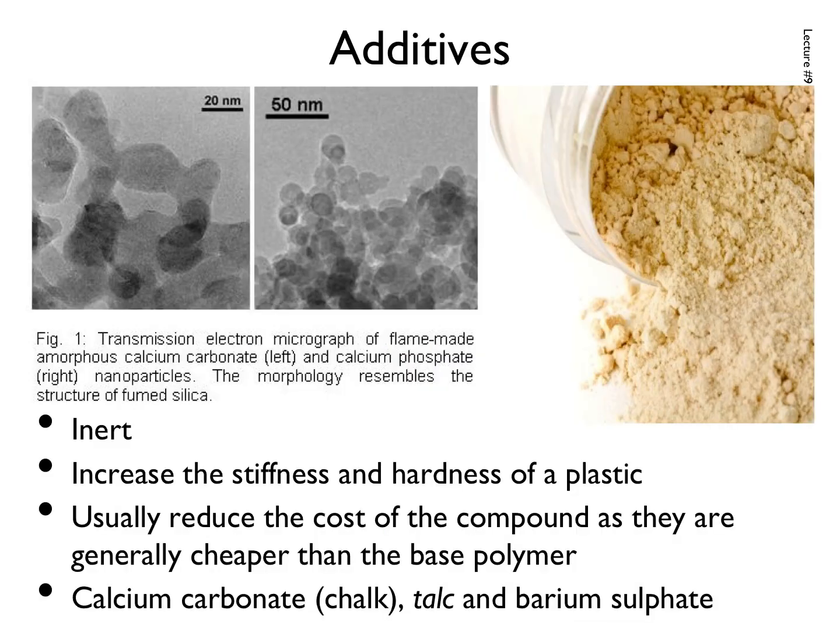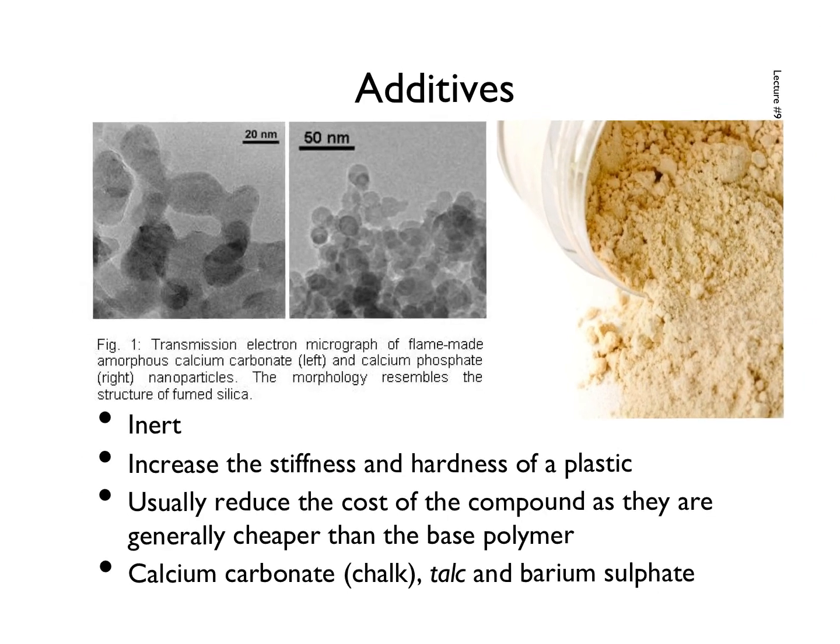Okay, so then we're going to move on to additives. And as I said before, additives are a very important part of plastics. They're arguably why plastics are useful in many different circumstances. And what this image is showing you is a TEM of what's called flame-made amorphous calcium carbonate on the left-hand side. That's a 20 nanometer bar, so those are pretty small particles. And then we also have calcium phosphate nanoparticles on the right. That's a 50 nanometer bar, so these are also very small particles. And it makes a comment of how the structure resembles fumed silica. So we can get these additives, and the ultimate particle size is very, very small.